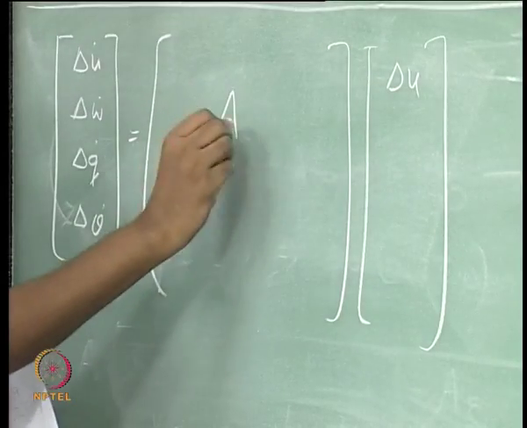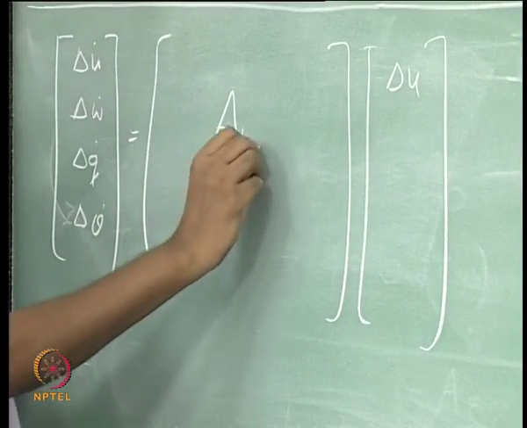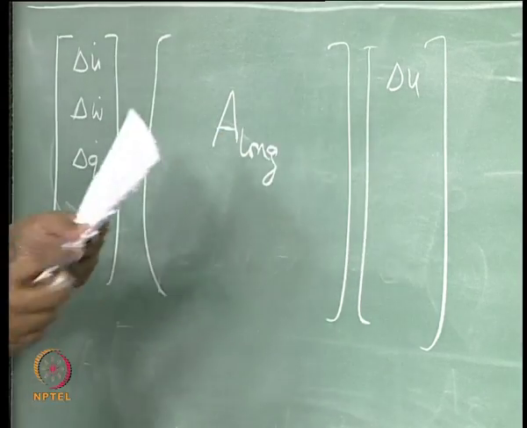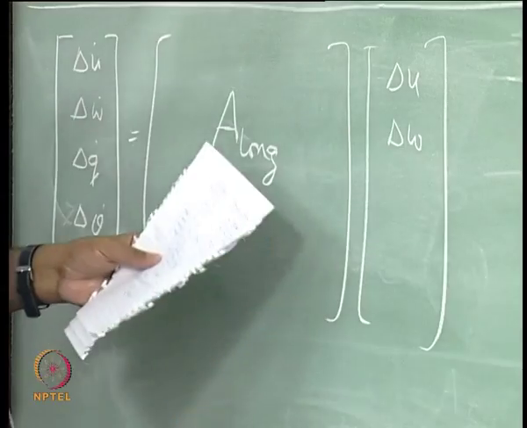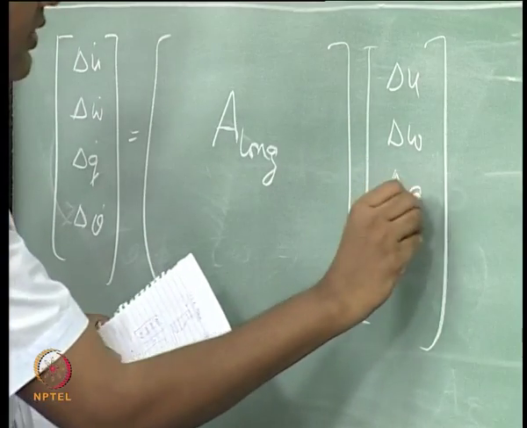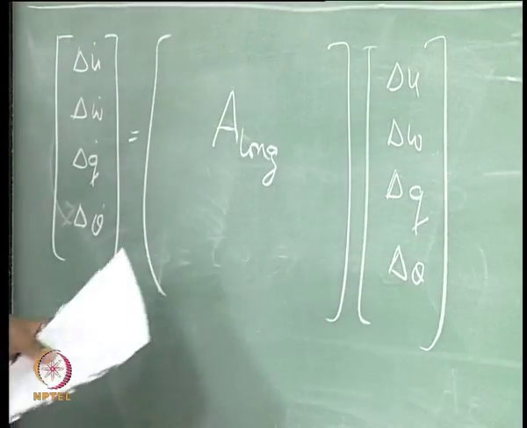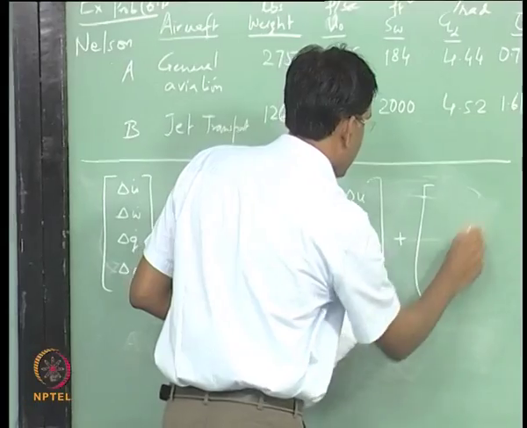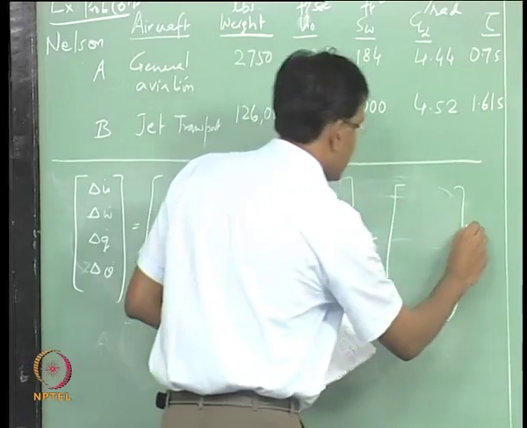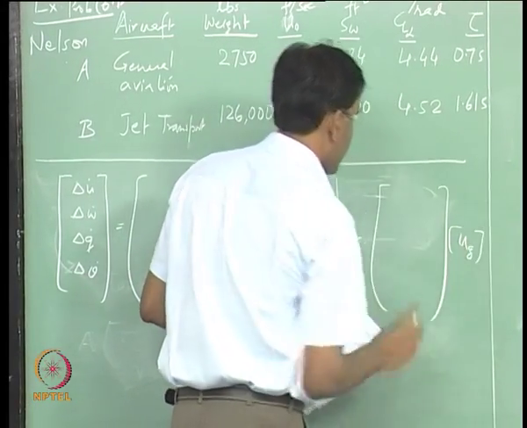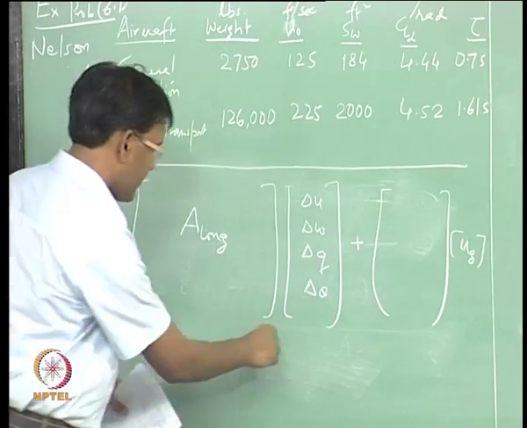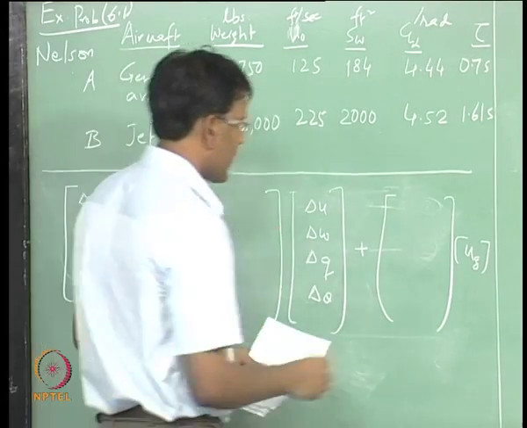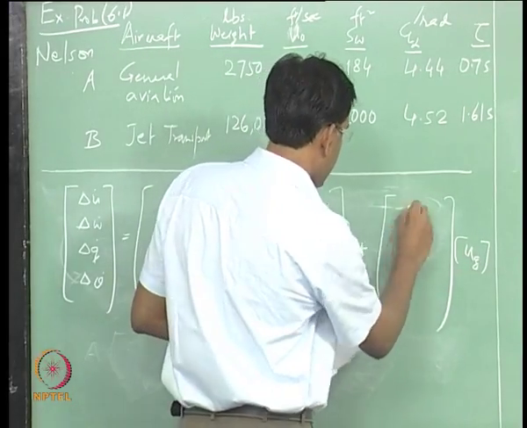So this is our original A matrix in the longitudinal motion. And we have seen how we can include the gust. So, I am dropping here the control inputs, looking directly at the gust input.